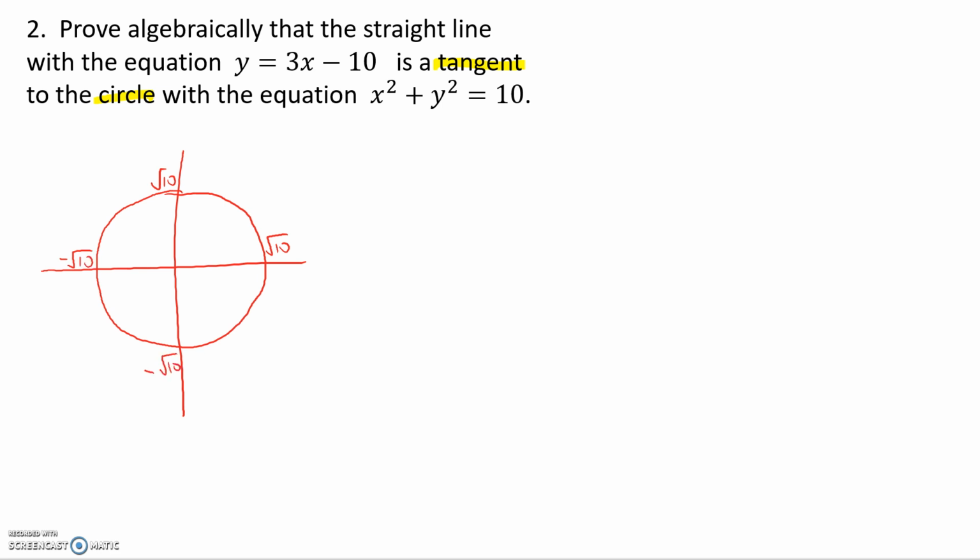Okay, the line y equals 3x minus 10. Well, that looks like it's already in y equals mx plus c format. So we know a fair bit about that line already. We know the gradient m is equal to 3. So this line's got a gradient of 3, and we know its intercept is negative 10.